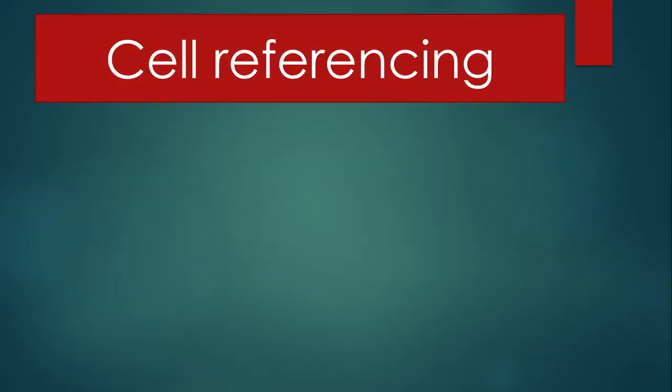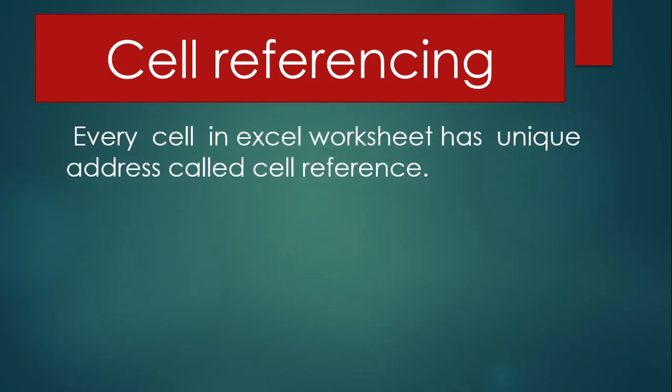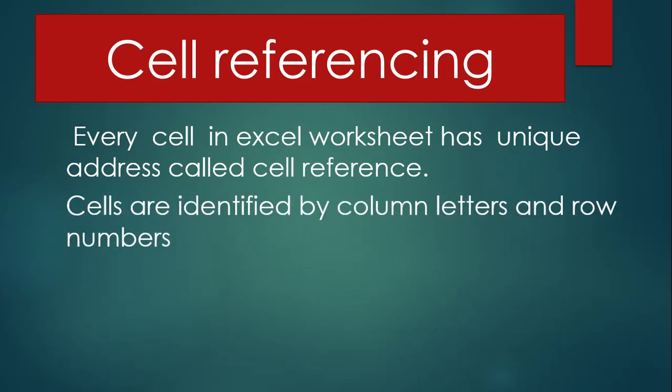So next is cell referencing. First point is every cell in Excel worksheet has a unique address called cell reference. It means each cell or box in an Excel worksheet has a unique or different address and that address is called cell reference. Cells are identified by column letters and row numbers.